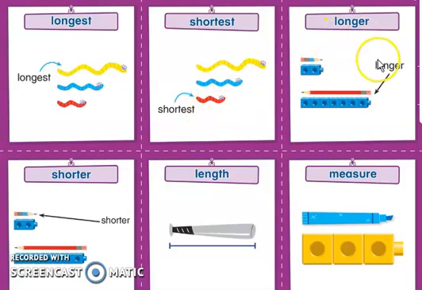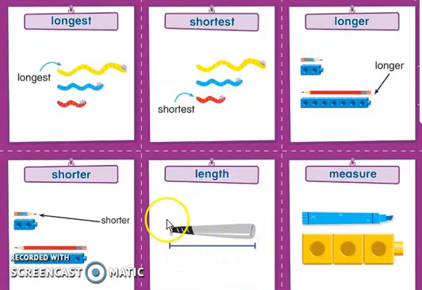Then we look at the longer. So we are comparing these two. We're trying to see which one is longer than the other. We are just comparing two. We will see that is the longer one. Shorter is the opposite. So if this is longer than the other, this one would be the shorter because it's smaller. The length, when we measure length, is the distance from one end to the other side.